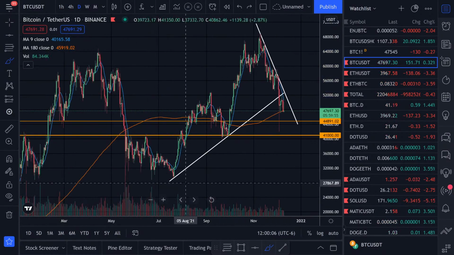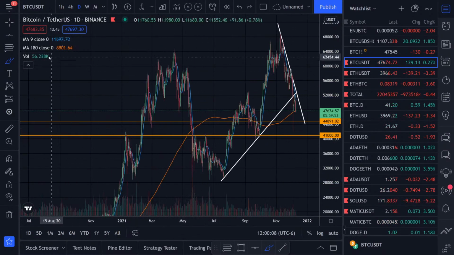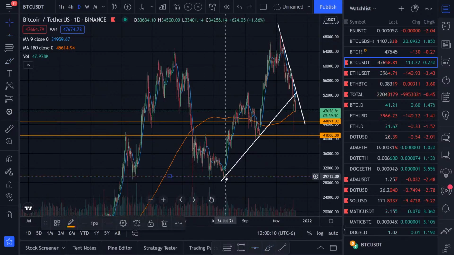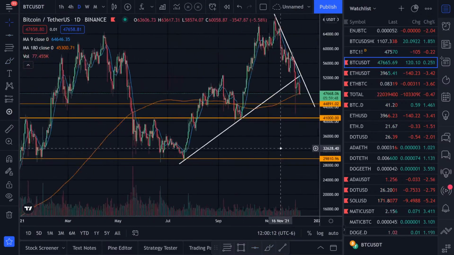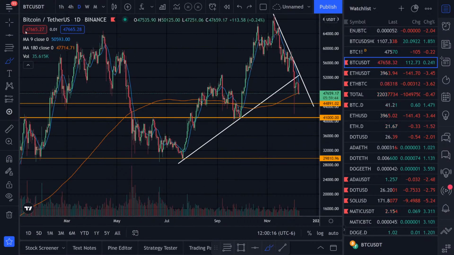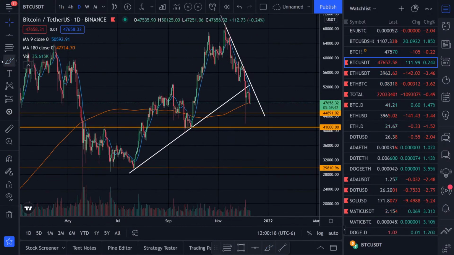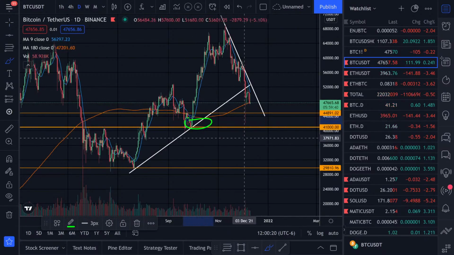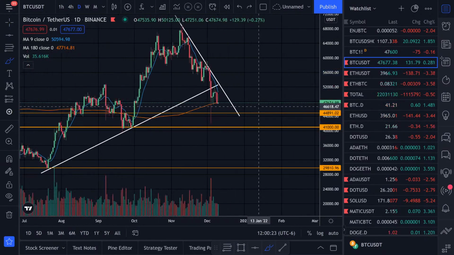I'm even curious if we're going to come down to this level down here. We can do a horizontal line right here as well. These are basically just the previous supports, right here, right here. I don't know if it's going to go that far. Right now what I'm really looking at is bouncing on this level right here. Hopefully we get a bounce out like this.